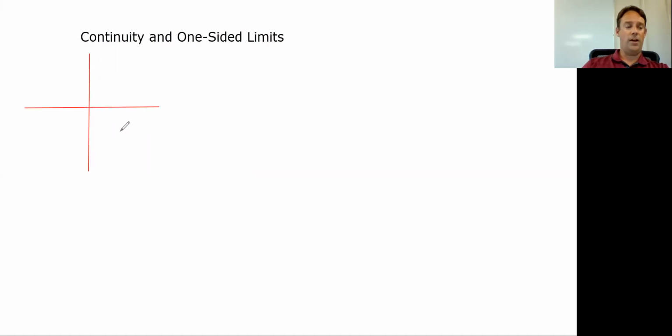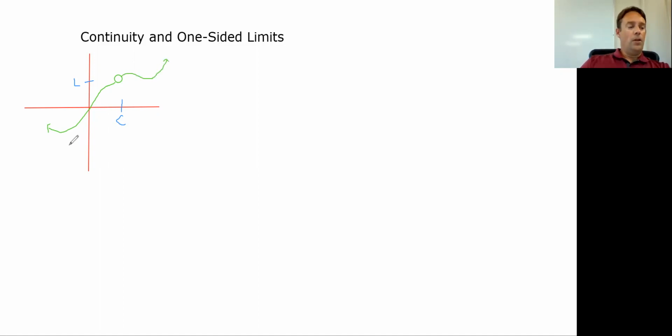So let's say we have a value here. We'll call that C. And we'll call this L right here. Okay, we'll make a hole there. And let's go ahead and make our handy dandy little graph like that. There we go.